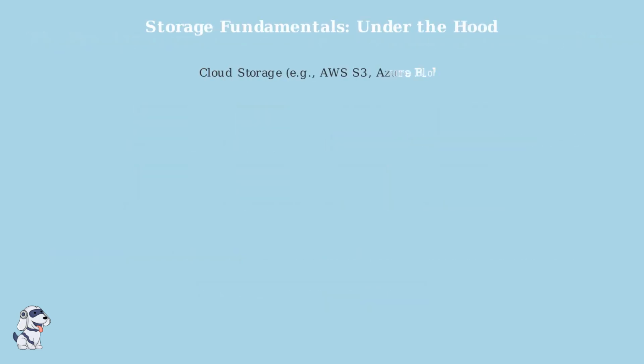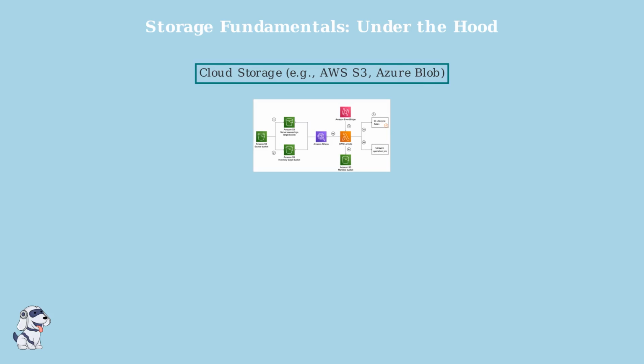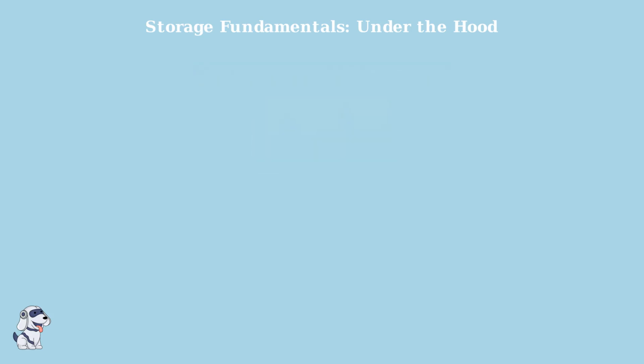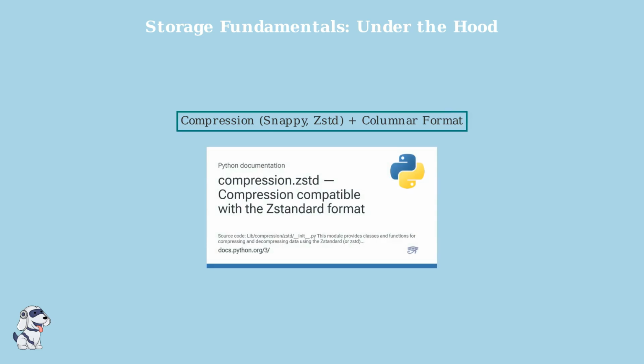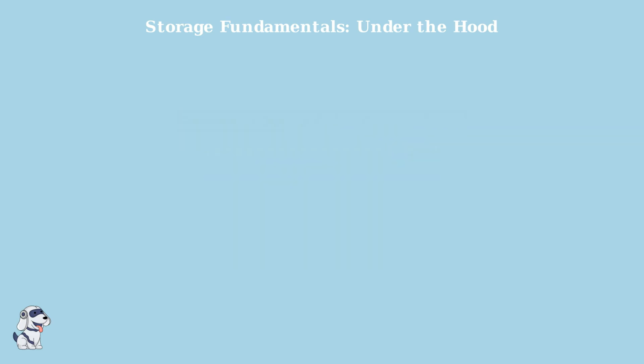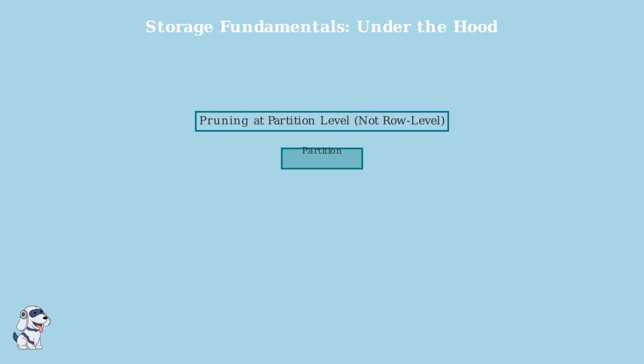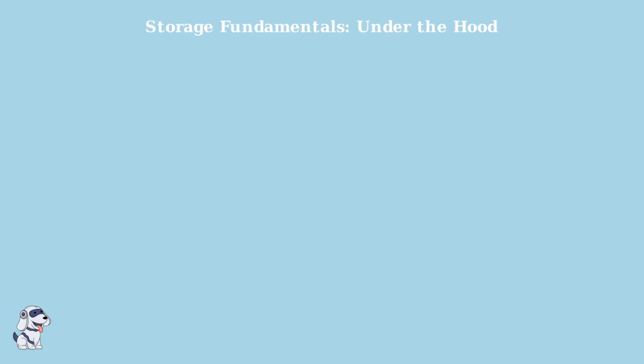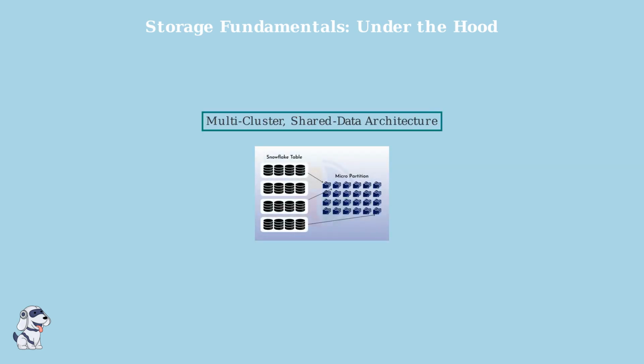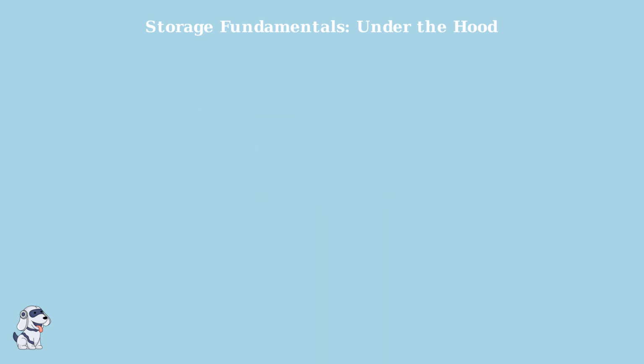Snowflake stores data in its cloud storage, such as AWS S3 or Azure Blob, with micro-partitions replicated for redundancy. Micro-partitions are replicated for redundancy to ensure data availability and durability. Compression algorithms like Snappy and ZSTD, combined with a columnar format similar to Parquet, ensure storage efficiency. Pruning works at the partition level, not row level, making it complementary to other optimizations like result caching. This supports Snowflake's multi-cluster shared data architecture, where compute virtual warehouses are separated from storage.